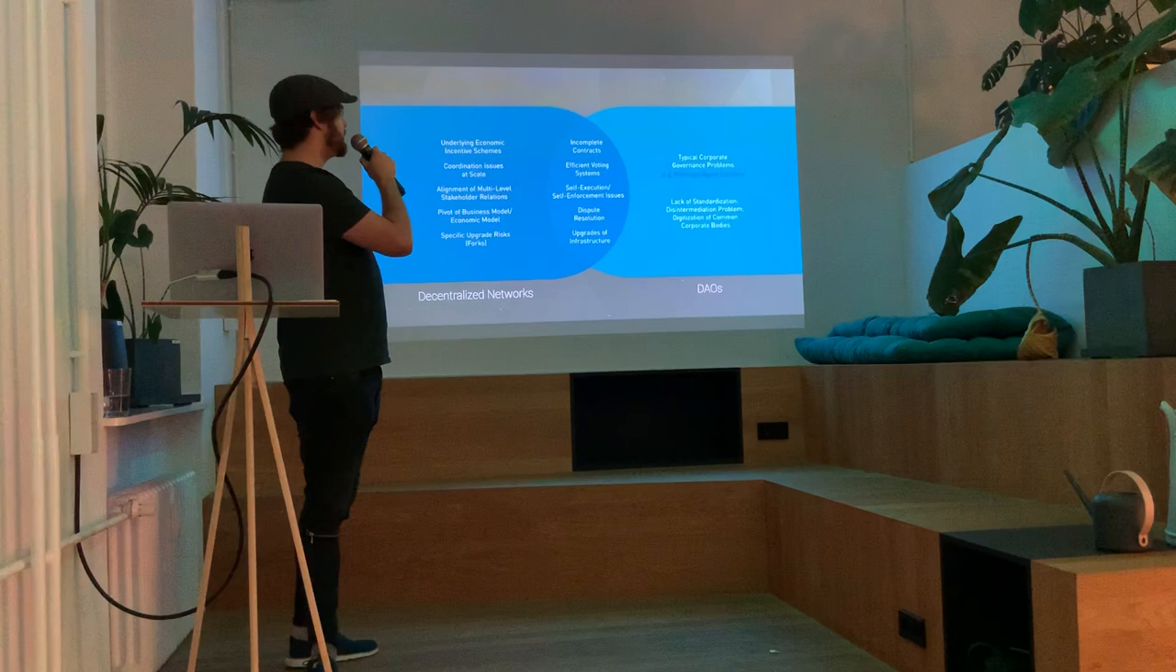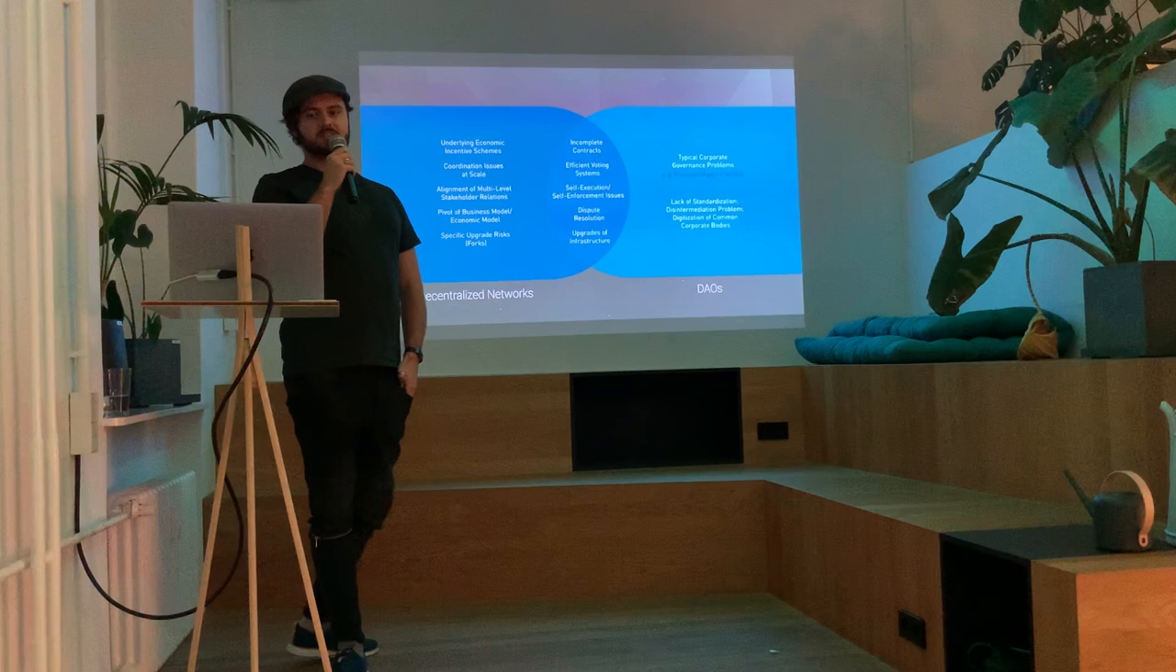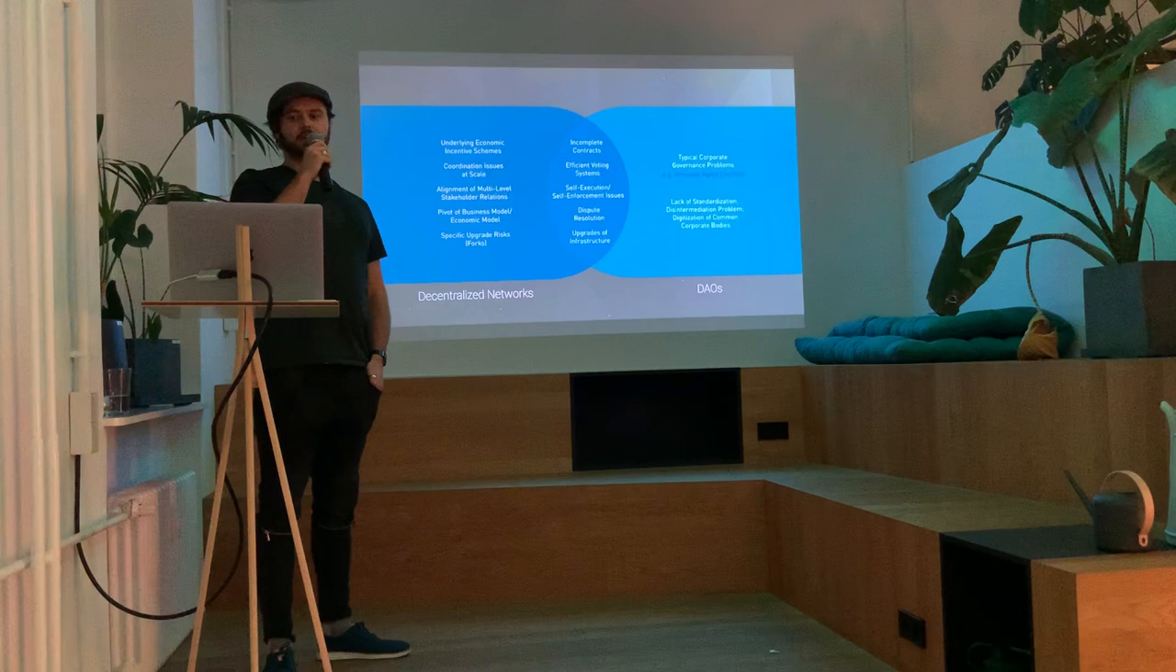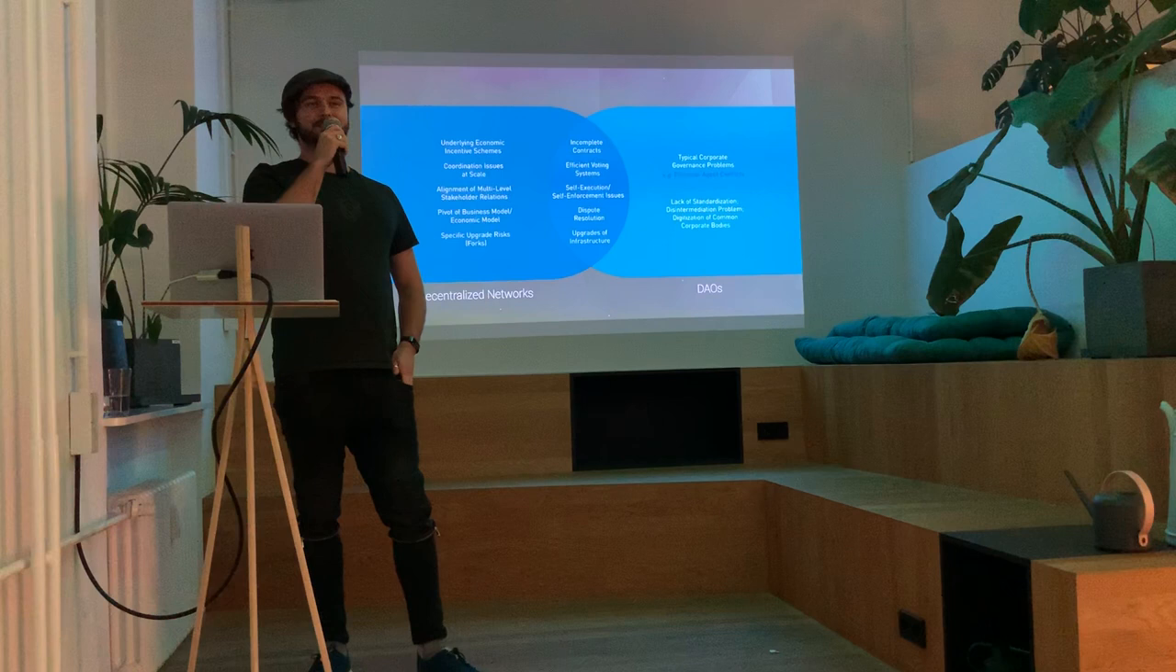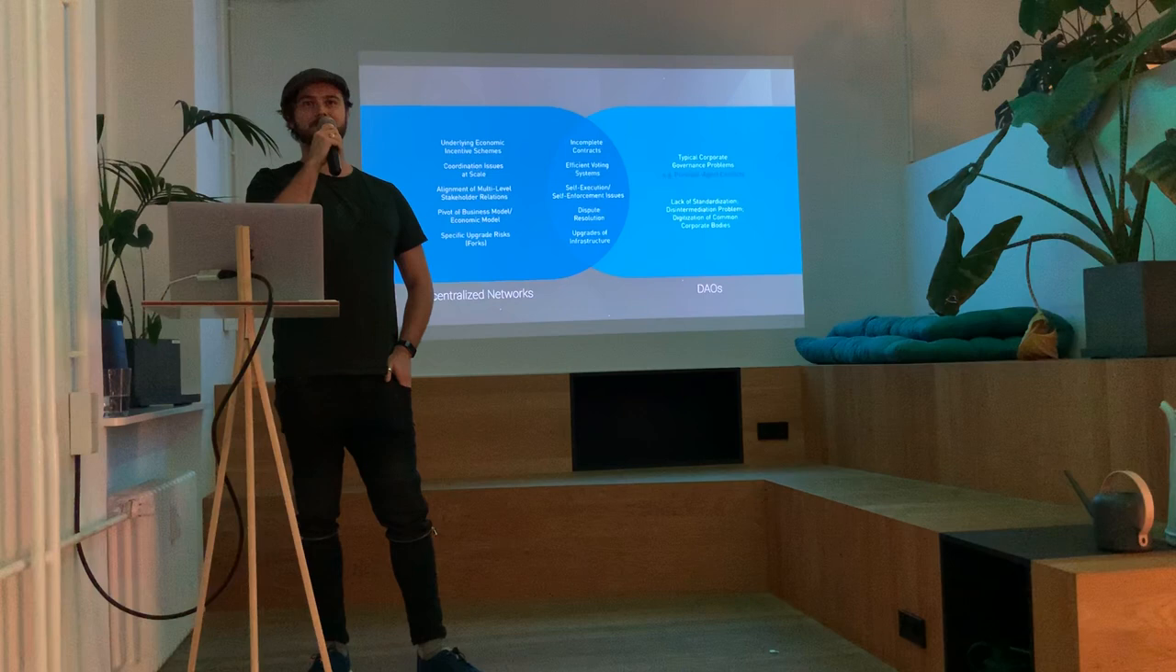So I'm not going to go through all this, but DAOs and decentralized networks kind of have different issues. They have some overlapping issues that they're trying to solve. This is something that's probably good to go onto Wikipedia and look up all the different language for, but it's definitely a resource for you to check in the future.